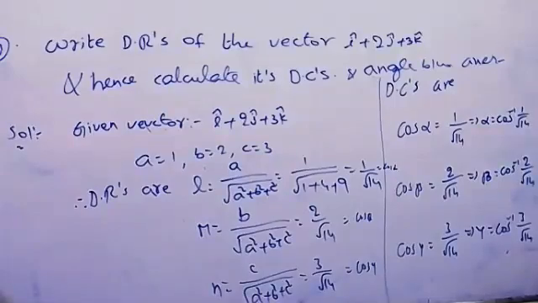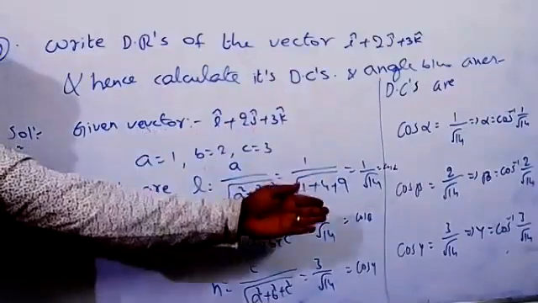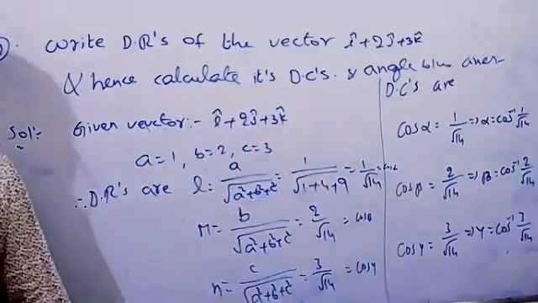If only direction cosines are asked, there is no need to find alpha, beta, gamma. Just find only L, M, N. It's enough. You can stop the procedure. That means up to here only it's enough. If it is angle between the axes, then you can find all the three, alpha, beta, gamma also.